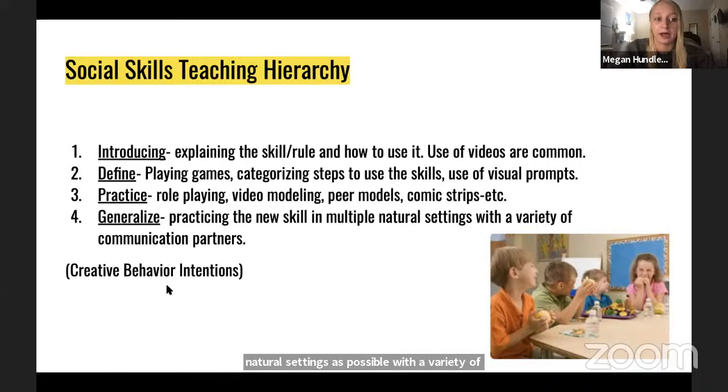And this is not my hierarchy. This is something I found from Creative Behavior Intentions on their website, but I use this a lot and I find it really effective.